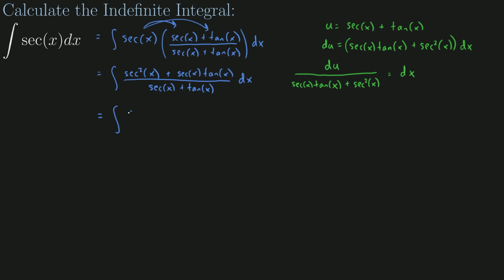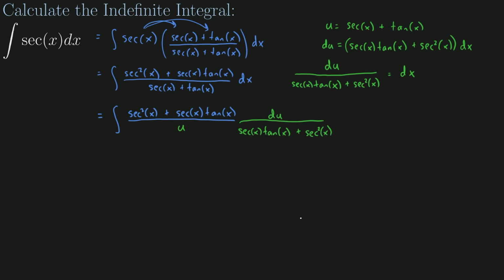Integral of secant squared of x plus secant of x tangent of x over. Now the denominator was our u, so we'll replace that u. And dx is what we solved for in the last step of our substitution. So dx is equal to du over secant of x tangent of x plus secant squared of x.